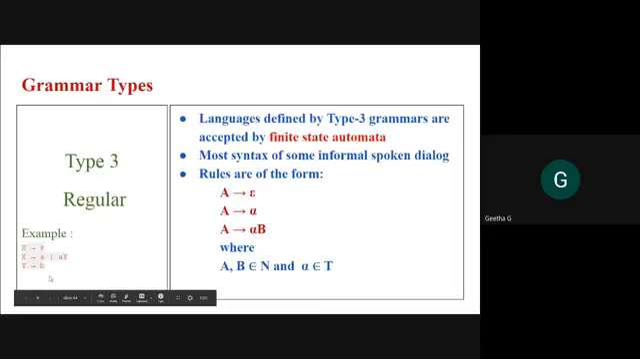Y tends to a terminal again. Whatever the non-terminal is, it will have one of 3 formats: either epsilon, or a single terminal, or a terminal followed by a non-terminal. Is that clear? See here, epsilon, or a terminal, or a terminal followed by a non-terminal.